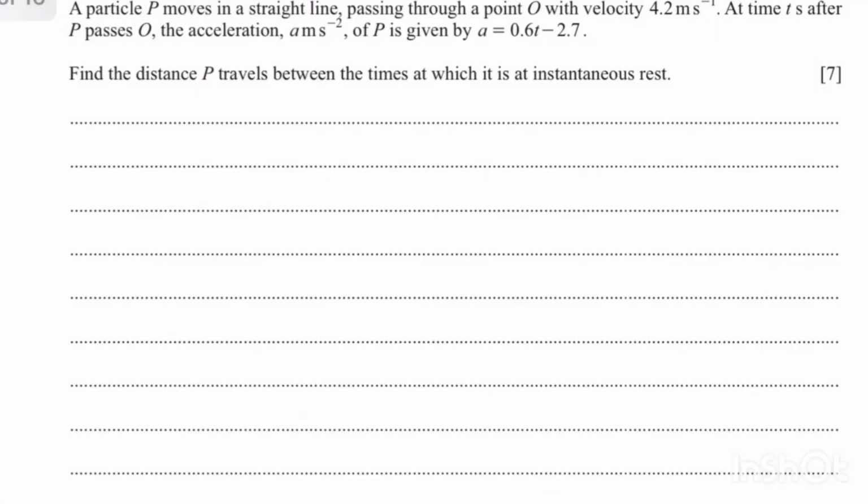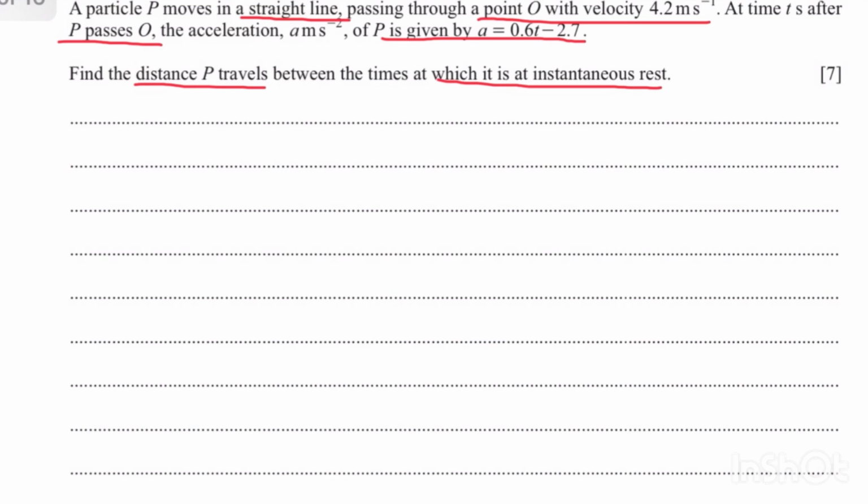which says that a particle P moves in a straight line passing through a point O with a velocity of 4.2 meters per second. At time t seconds after P passes O, the acceleration a meters per second squared of P is given by a is equal to 0.6 t minus 2.7. Find the distance P travels between the times at which it is at instantaneous rest.